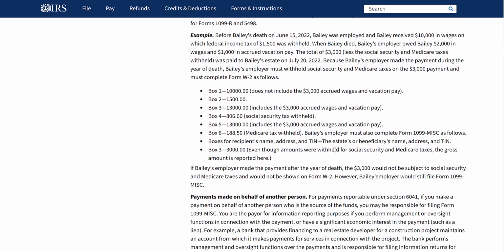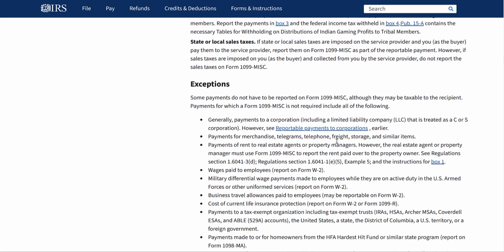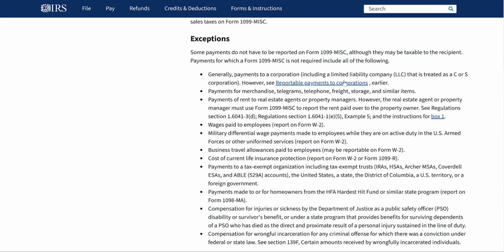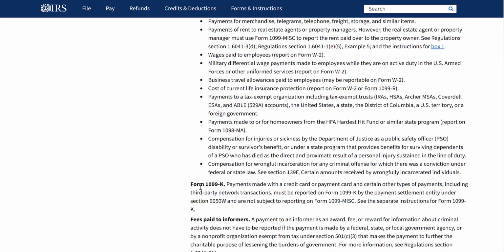Okay, tax identification numbers. There is one. Okay, so here's some exceptions. We just went through payments to corporations. Any company that is treated as a C or an S corporation, outside of those exceptions that we talked about. However, there's also an exception for Form 1099-K payments. Okay, this one confuses a lot of people, so I'm going to go over it a little slower.